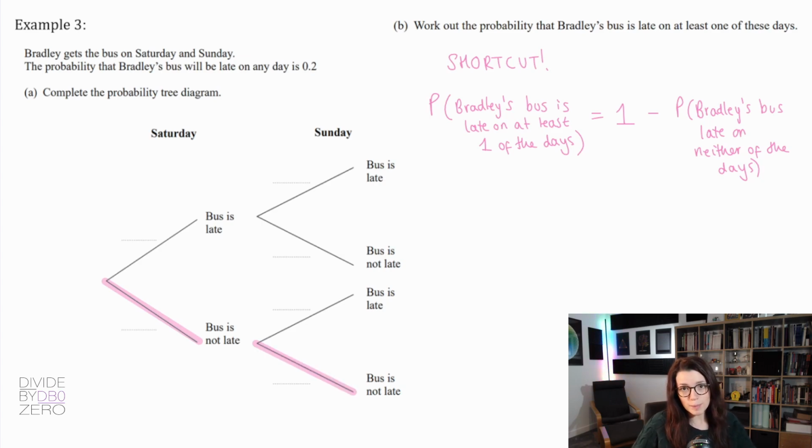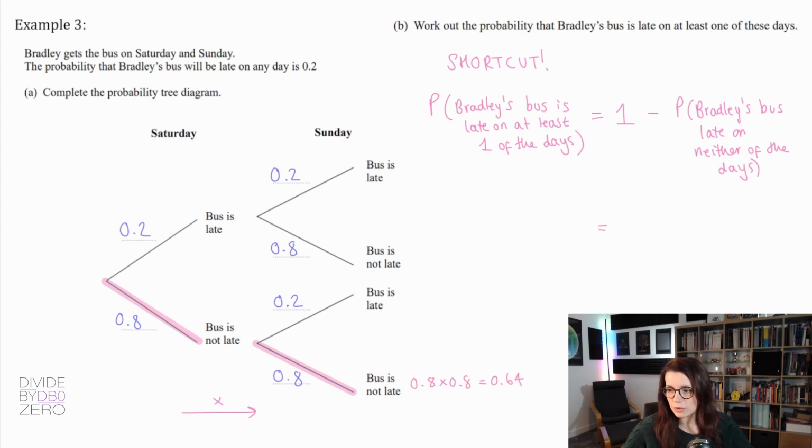And remember, all probabilities in any given scenario always add up to 1. So if we do 1 take away that pathway, we'll get the others. So let's copy across the probabilities from before, 0.2 and 0.8. Now let's times across the tree diagram, but only for that one pink pathway, 0.8 times 0.8, which is 0.64. And then we can do one whole, take away 0.64, which gives us 0.36 again. So same answer, different method.